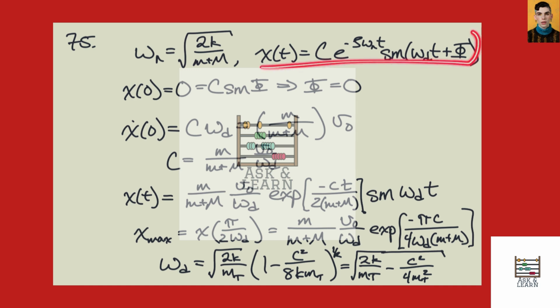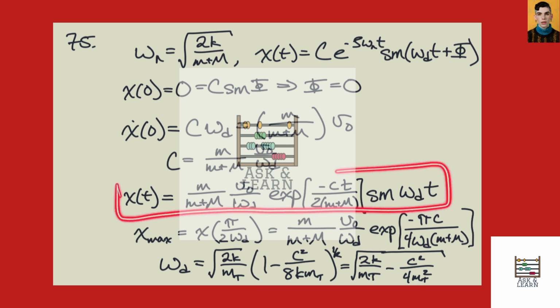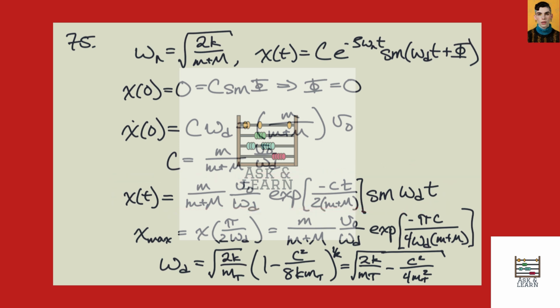but now our equation governing or describing the motion is this expression here. So we have exponentially decaying oscillations, and we have our damped natural frequency here. Now, again, we have our initial conditions the same as before. So in this case, we get that phi equals 0, and c is this expression. So our equation describing the motion is this.